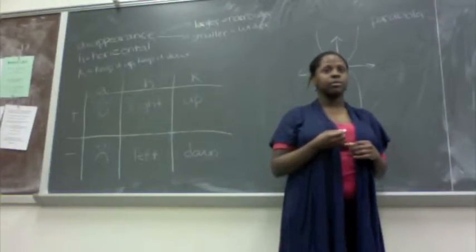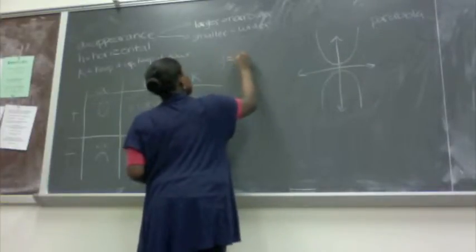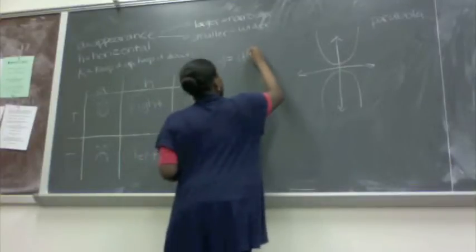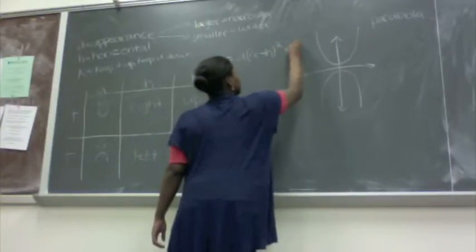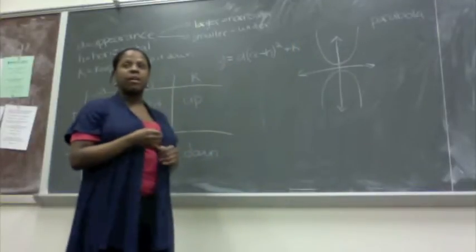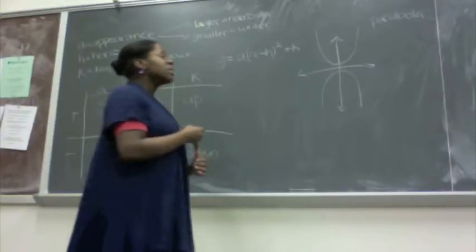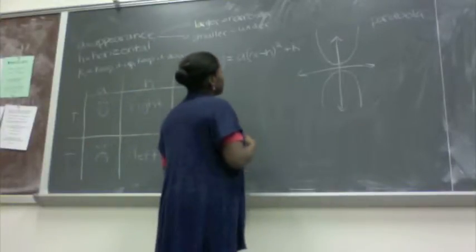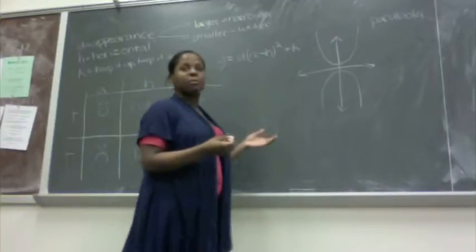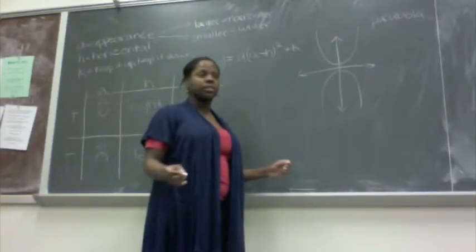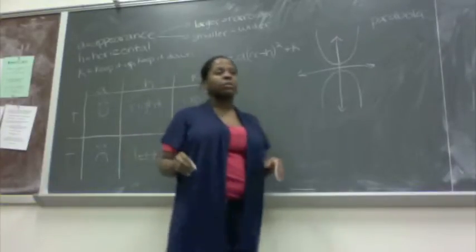Okay, so for review, it's y equals a times x minus h quantity squared plus k. So does everyone have that in their notes now? Can everyone please write this down? Okay. So for the quadratic formula, the a, h, and k all do different things to the parabola. They all have different characteristics. Okay? So the first one, a, we're going to say a stands for appearance.